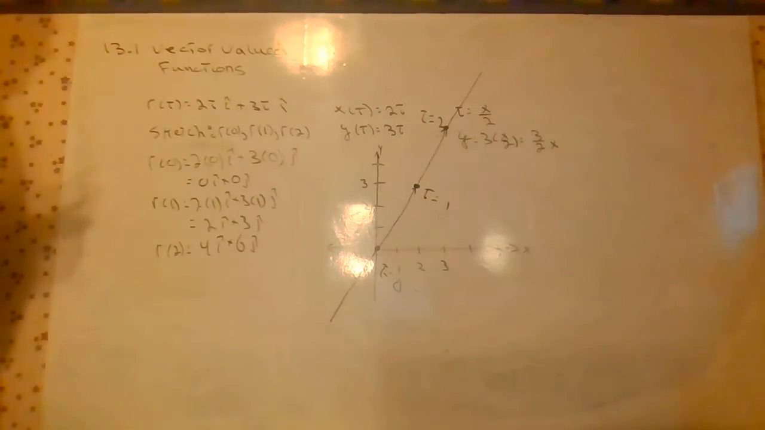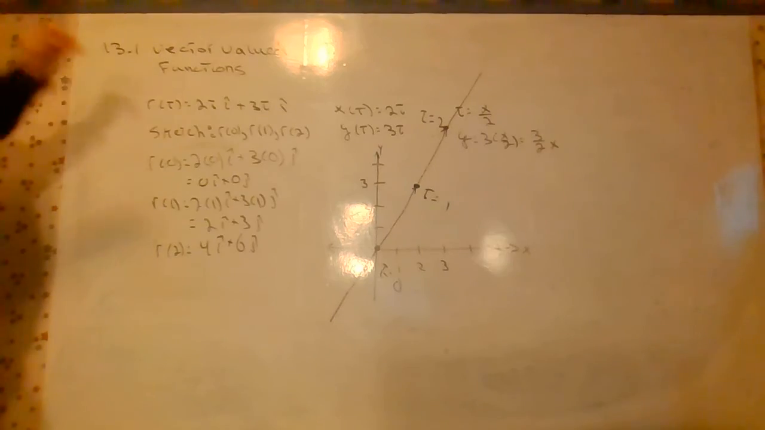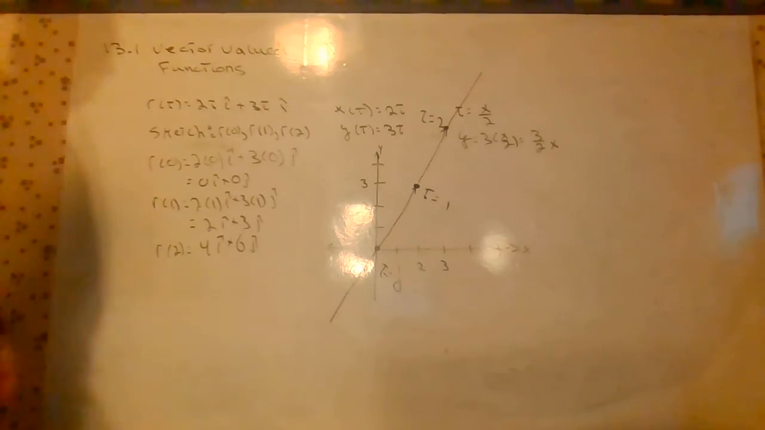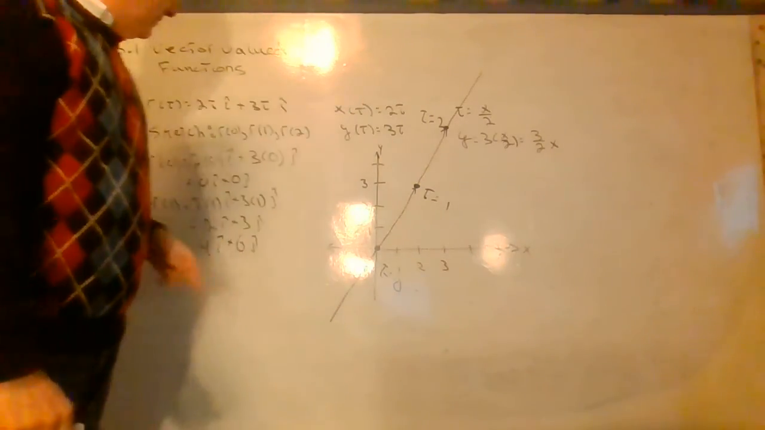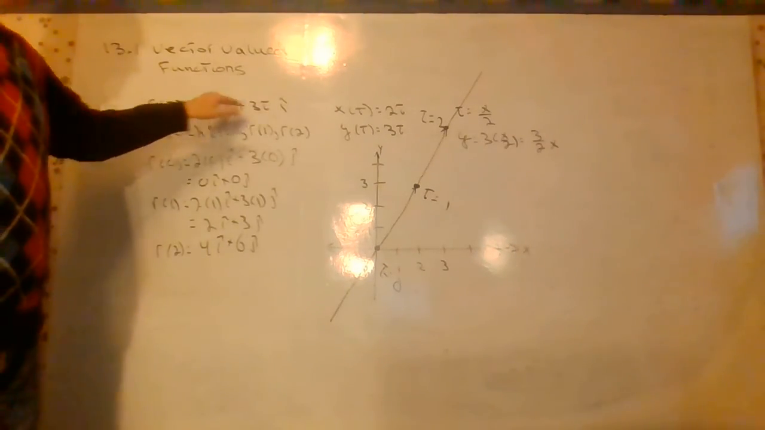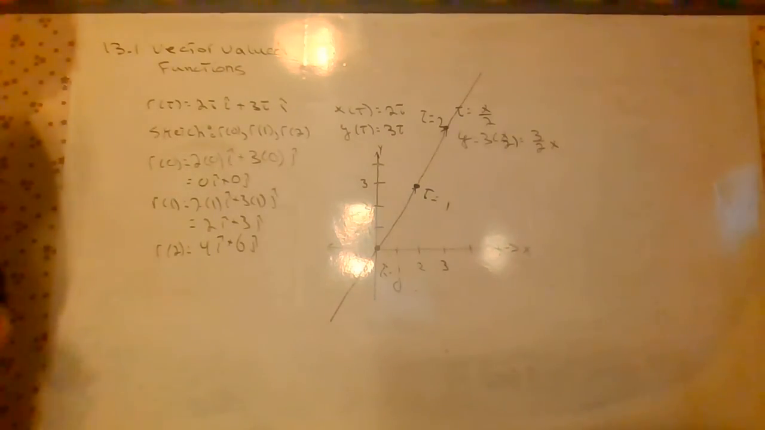So that's about all there is here. You should be comfortable in going back and forth. If we're given a parametric curve, very easy to put it in vector form. Very simple. A very simple exercise. If you're thinking hard, you probably missed the point.